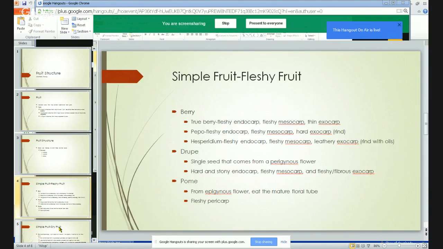Your hesperidium is the third type of berry, and it's going to have a fleshy endocarp, fleshy mesocarp, and a leathery exocarp. It's going to be very much like a rind. It's still going to be kind of hard, but it's going to secrete oil. So this is going to be your citrus family. Things like your lemons, limes, oranges, grapefruits. So in this case, we're eating the fleshy endocarp, and then the fleshy mesocarp would be the inner part of that rind that people call.